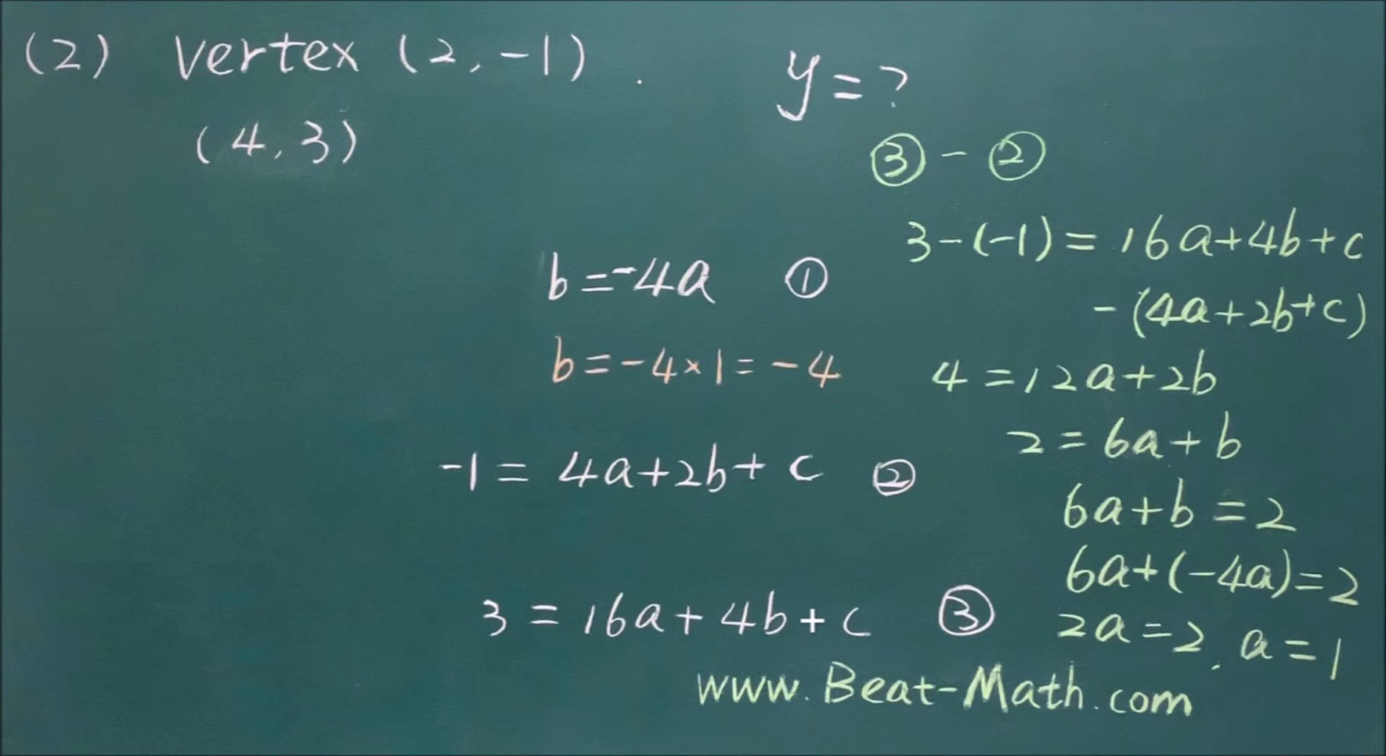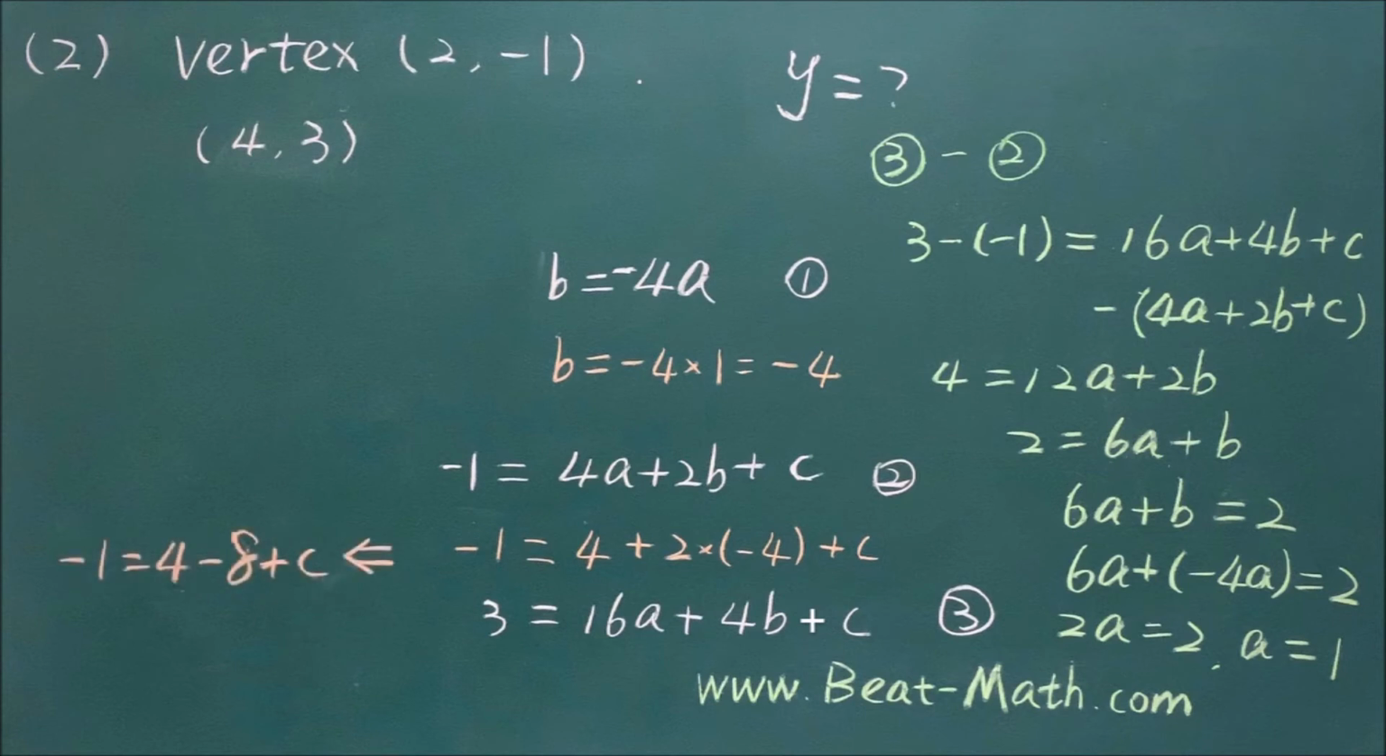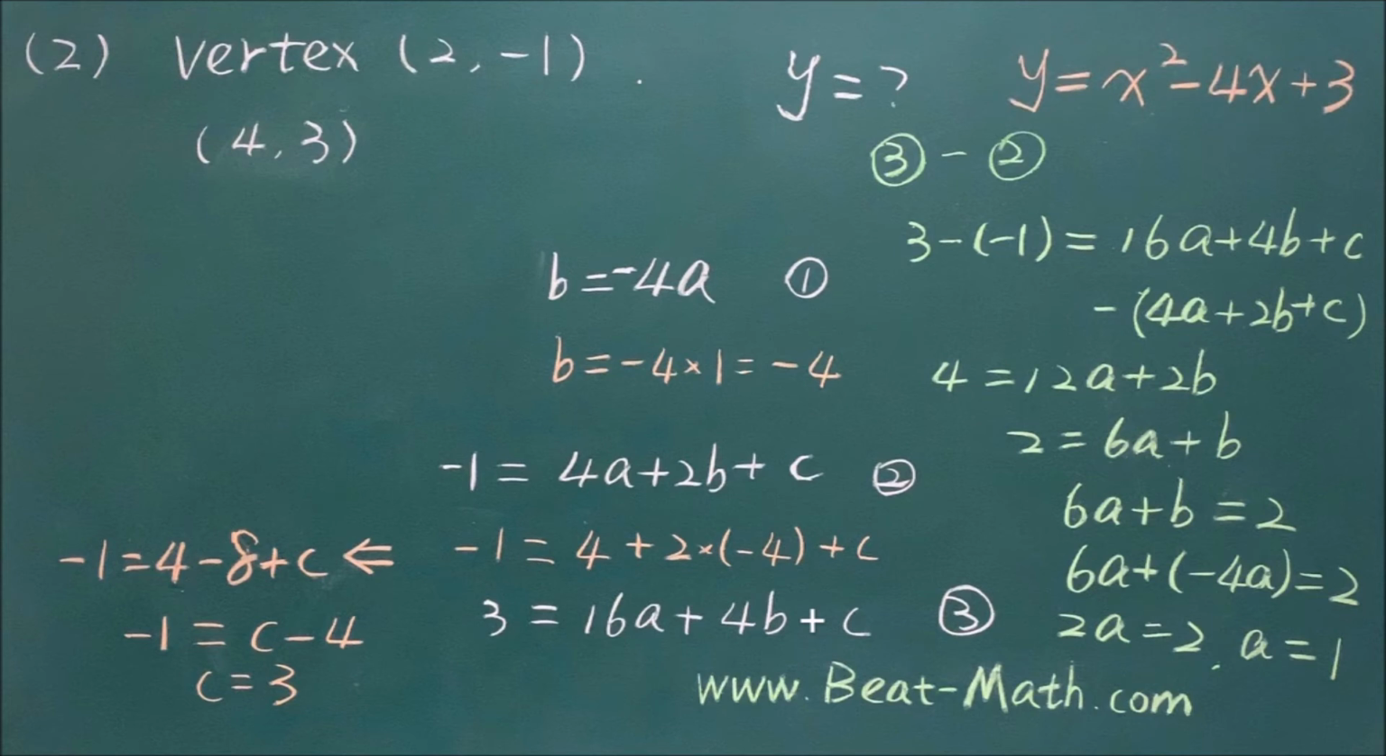Then we plug a equals 1 and b equals negative 4 into the equation 2, and it becomes negative 1 equals 4 plus 2 times negative 4 plus c, which is negative 1 equals 4 minus 8 plus c. So we get c equals 3. So now we know the expression of the function is y equals x squared minus 4x plus 3. Let's look at another example.